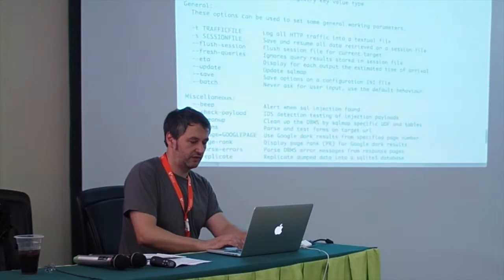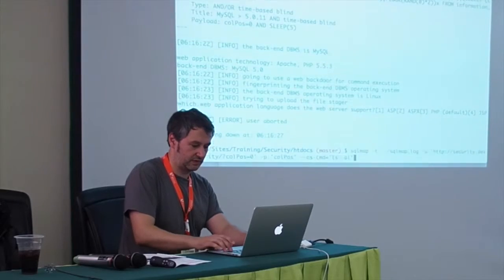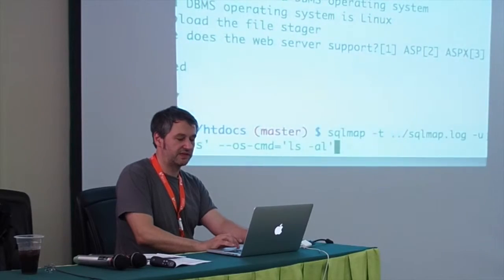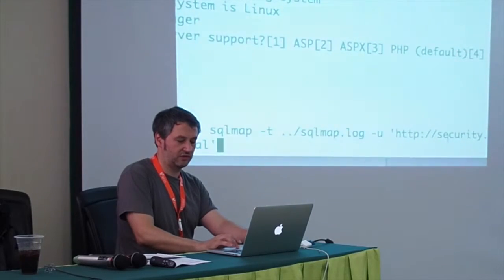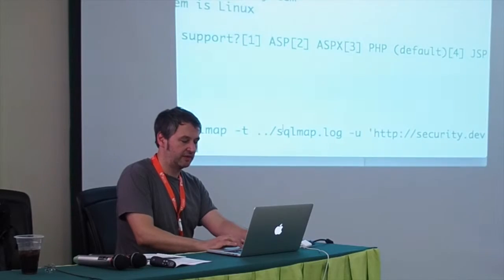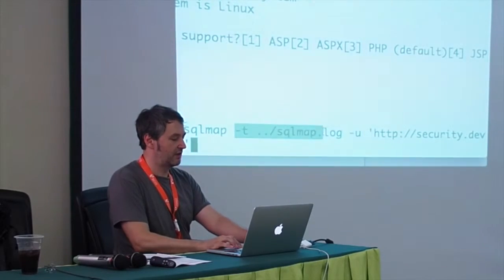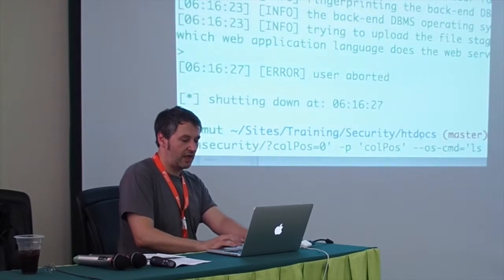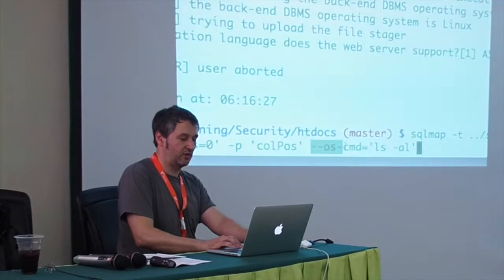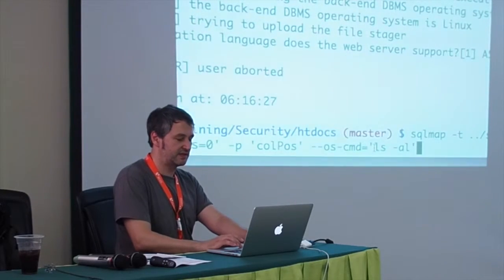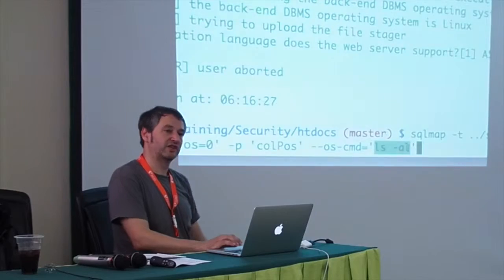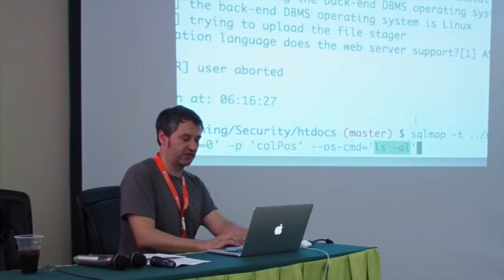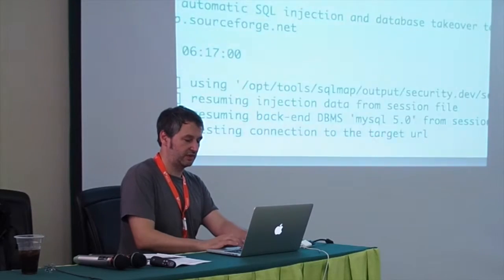So what I'm doing right now is basically I'm using the same command like before. So I'm providing a URL. I'm also saying that it should write a log file. I'll show you that later. And I provide this OS command option, and I say, okay, please just make a directory listing. Just as a first shot, show me the directory listing. Right, I do so.